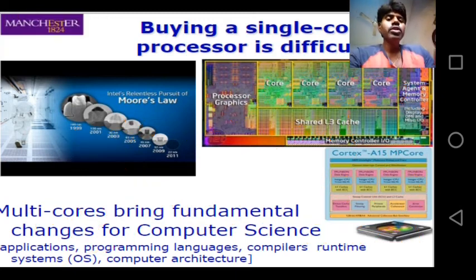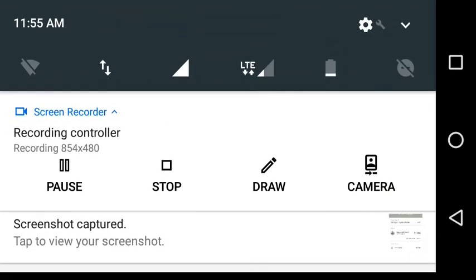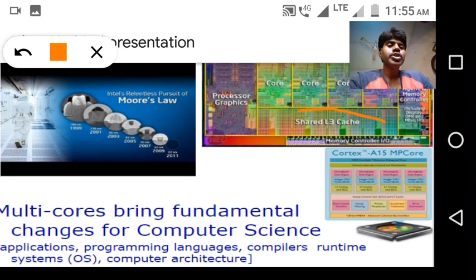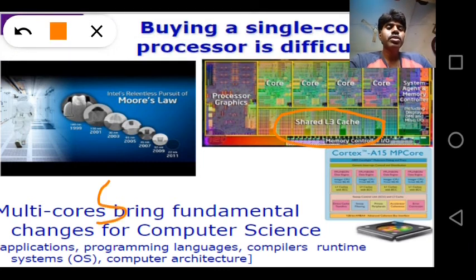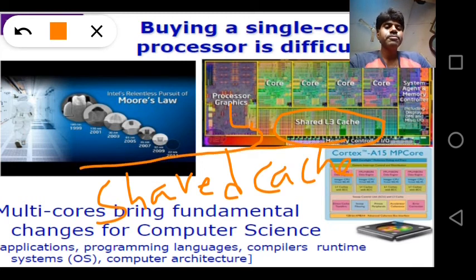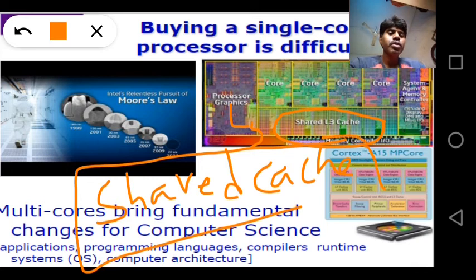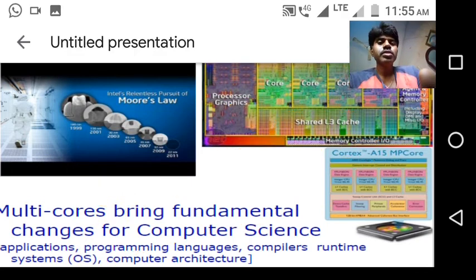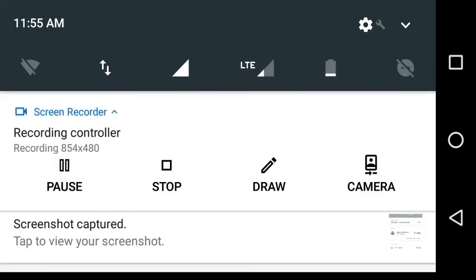And remember, all these cores have a shared L3 cache. All of them have the shared L3 cache.